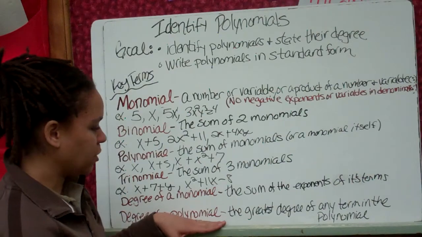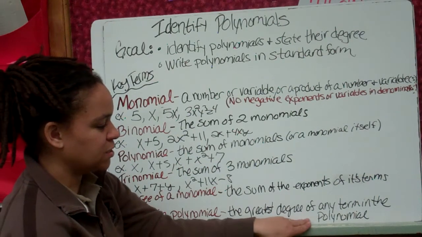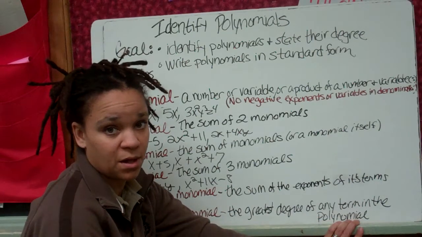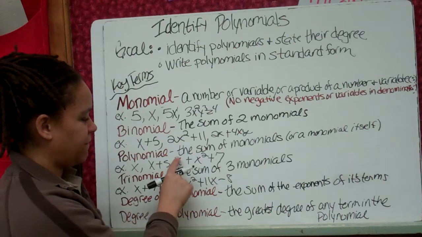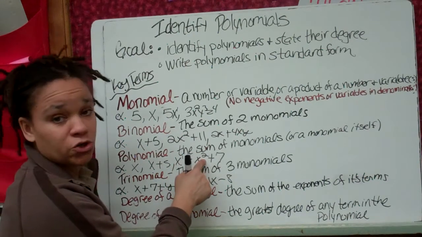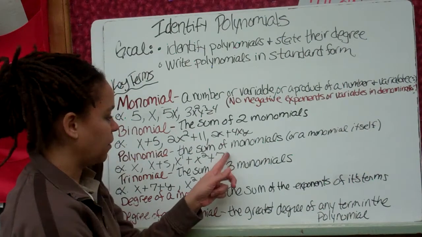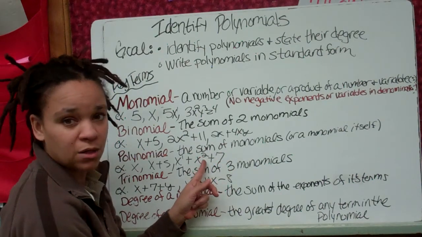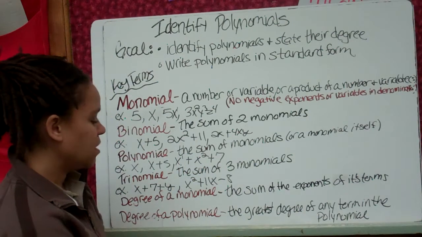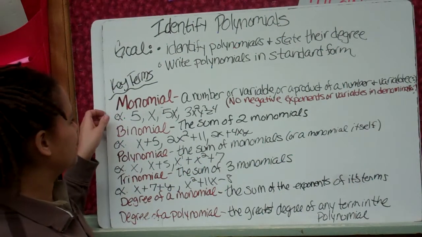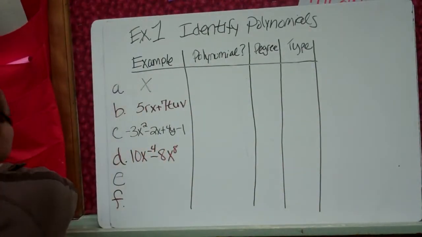Now the degree of a polynomial, if we have some terms put together, is the greatest degree of any of the terms in the polynomial. So let's look here at our trinomial. This has a degree of 1, that has a degree of 2, and then there's no variable, so it has no exponent. So the degree of this polynomial would be 2, the highest degree of the little parts. We'll look at this a little bit more, but that's the basic idea. All right. Let's move on.